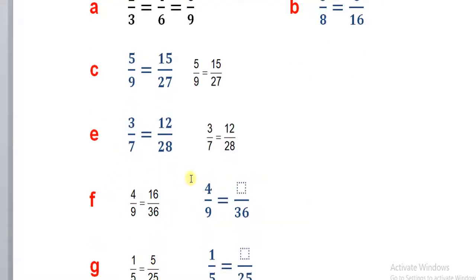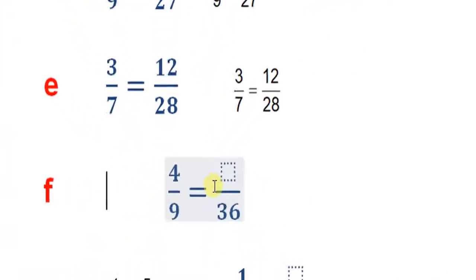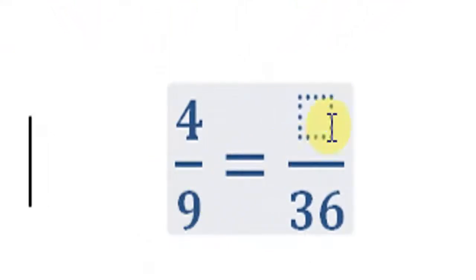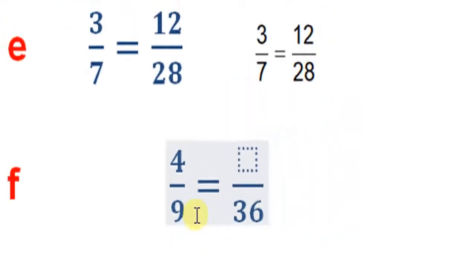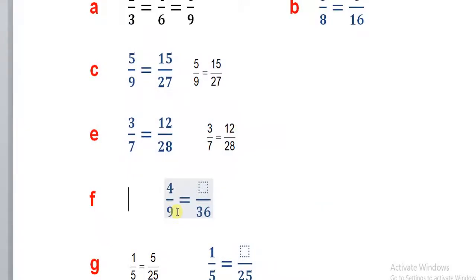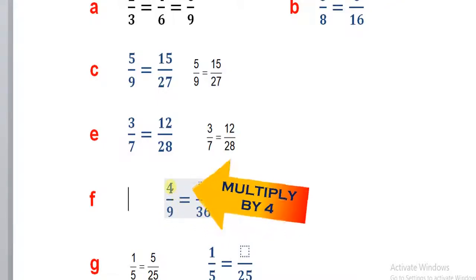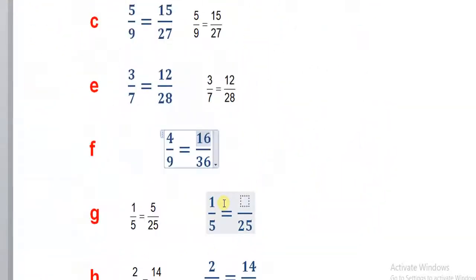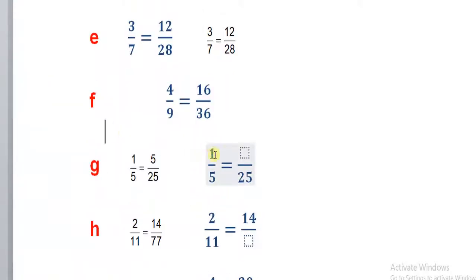Okay, now for F, we have 4/9. We have 4/9 equal to a missing number over 36. Again, we find the number multiplied by 9 to get 36, okay? If I multiply 9 by 3, I will not get 36. But if I multiply 9 by 4, I'll get 36. That means if I multiply 4 by 4, it's going to be the answer, which is 16. 16/36.